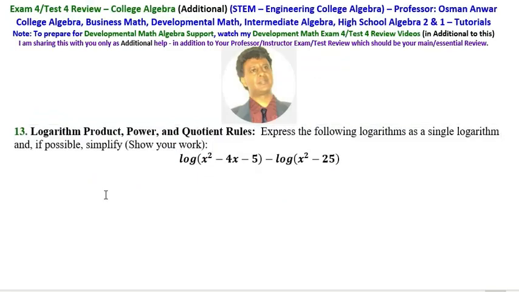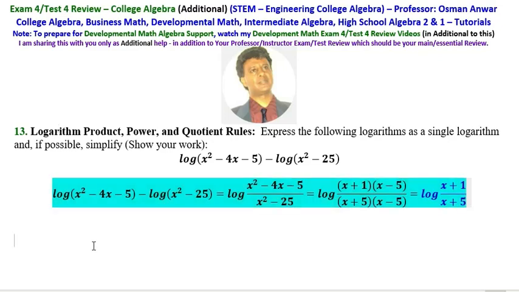Number 13 is logarithm product, power, and quotient rule, which are properties of logarithms. Express the following logarithm as a single logarithm. If possible, simplify. So that is log of x squared minus 4x minus 5, minus log of x squared minus 25. So that is log a minus log b, that is log a over b. That is log of x squared minus 4x minus 5 over x squared minus 25.